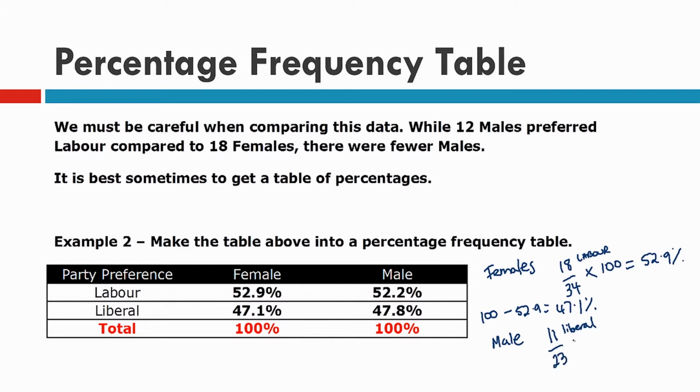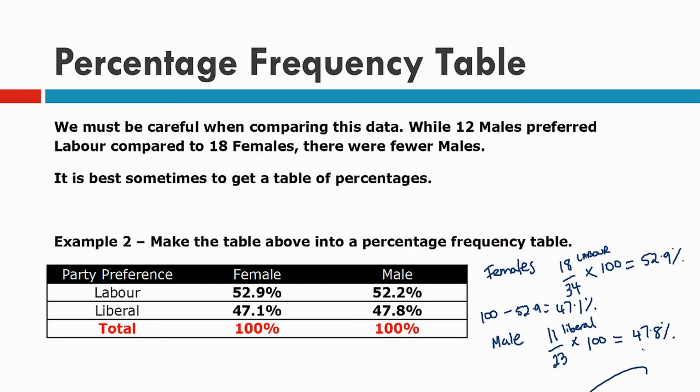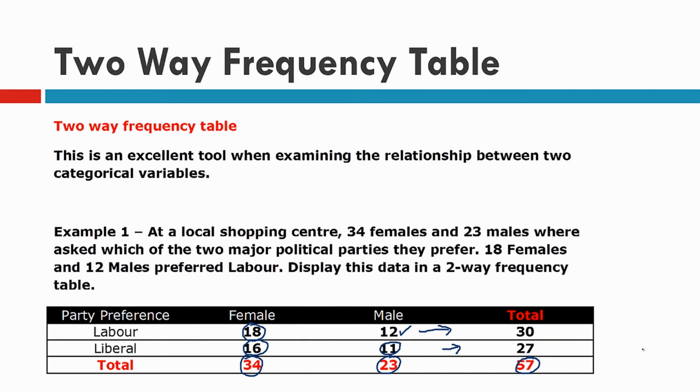And again, to convert it to a percentage, we times by 100, and when we work that one out, we end up getting 47.8%. So there we go. If we look at it now, we can actually see that this is different. Now we've done the calculations for the columns. We could have done it for the rows, but if we go back, remember there were 18 female that were Labor, and 16 that preferred Liberal, and 12 males that preferred Labor, and 11 that preferred Liberal.